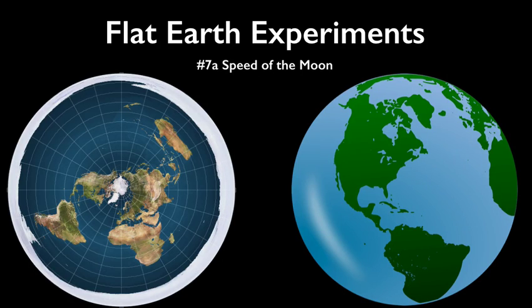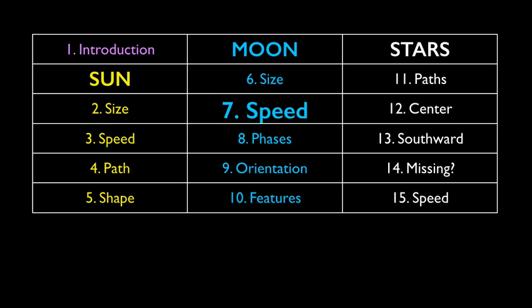Flat Earth experiments. Determining the shape of the Earth using tools, observations, and measurements you make yourself, all in your own backyard. Part 7a. Speed of the Moon. This video will explore the second of our 5 moon observations, and will contain a fair bit that's the same as the video number 3 on speed of the Sun. The techniques are all different, so stay tuned.